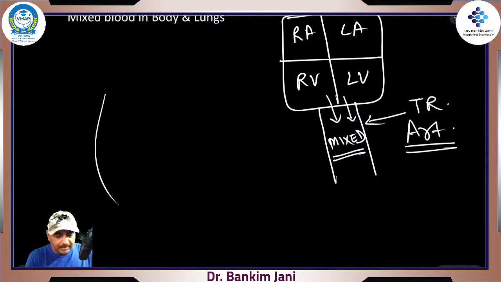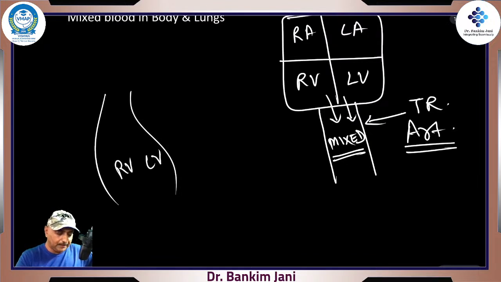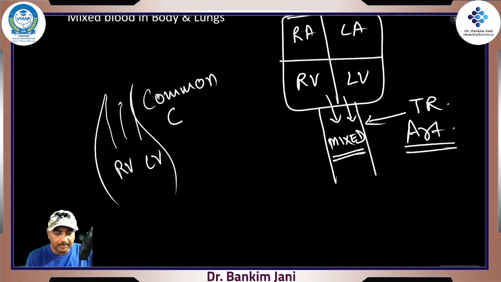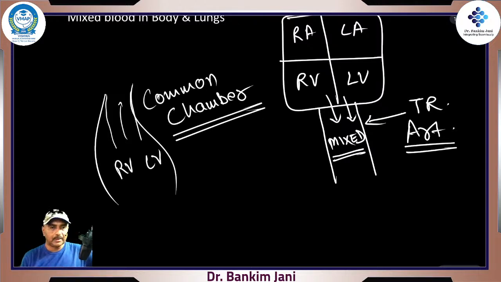Say in the case of the heart, from the right ventricle and the left ventricle, there would be a common trunk which will be going. So this would be like a common chamber, right? Mixed blood.